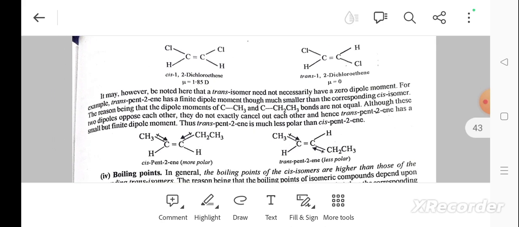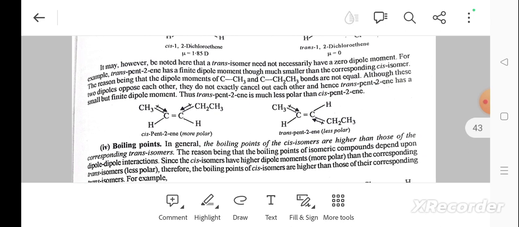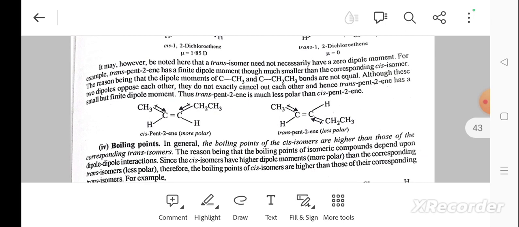It may, however, be noted here that the trans isomer need not necessarily have zero dipole moment. For example, trans-2-pentene has a finite dipole moment, though smaller than the corresponding cis isomer. The reason is that the dipole moments of the CH3 and the CH2CH3 bonds are not equal.